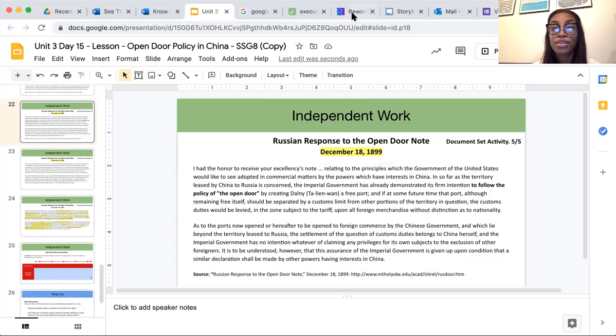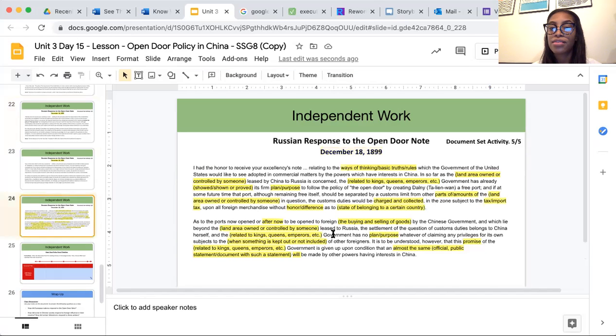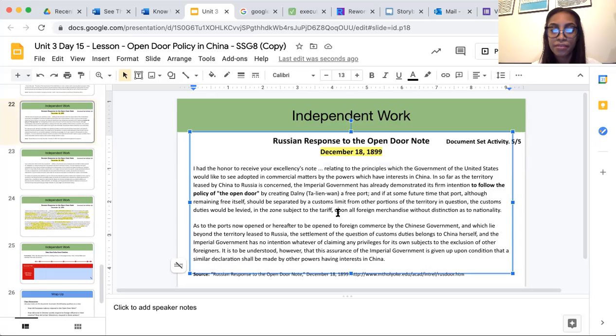Something else that you can do is rewordify.com. Copy paste and you get a simplified version of this text, right? Another thing you can do is bold the very important words: commercial, dealing with commerce, right? Intention, students might not know. That's also a cognate in the Romance languages, intención. So you can even color coordinate for that.